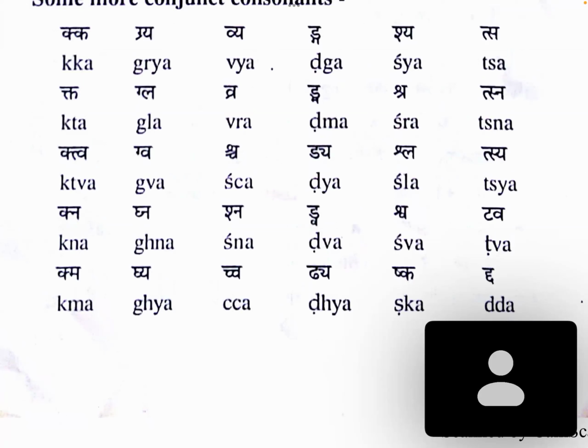So, when two consonants are joined, what is it called? It is called conjunct consonants in English, but in Samskrutham, it is called Samyuktaksharam.